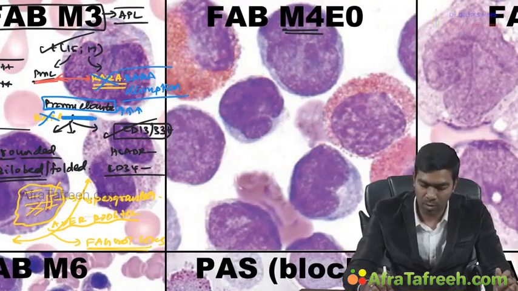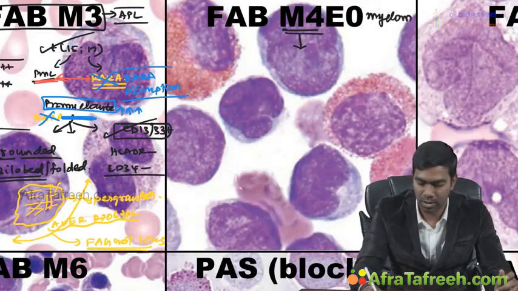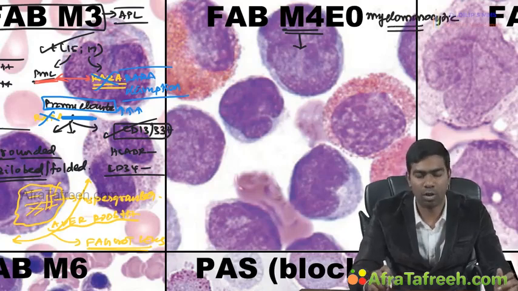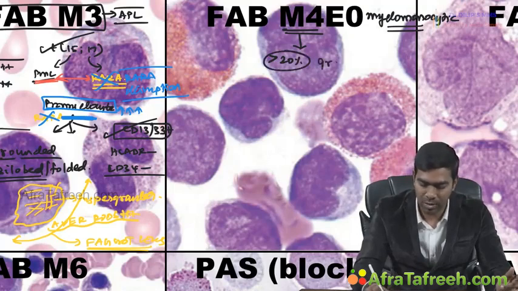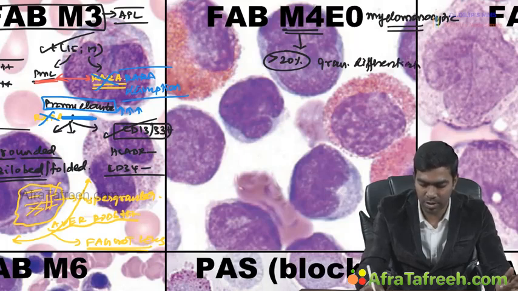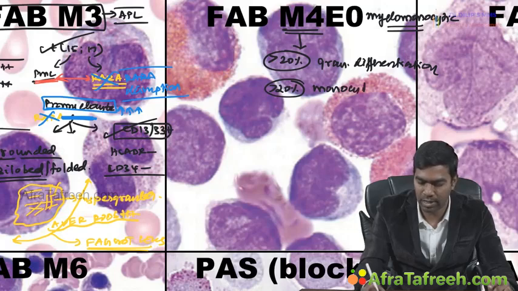In AML M4, definition wise, it is something called a myelomonocytic leukemia. So if I am going to call it a myelomonocytic leukemia, what will be the definition? There is going to be at least more than 20% granulocytic differentiation. And there will be more than 20% of monocytic differentiation also, more towards monocytic precursors.